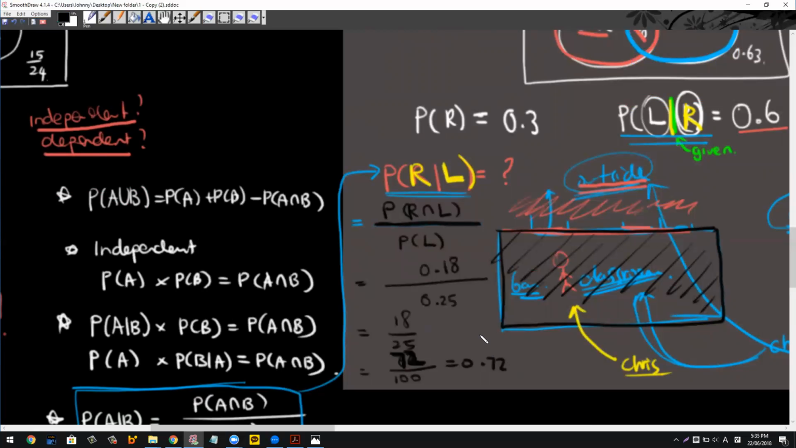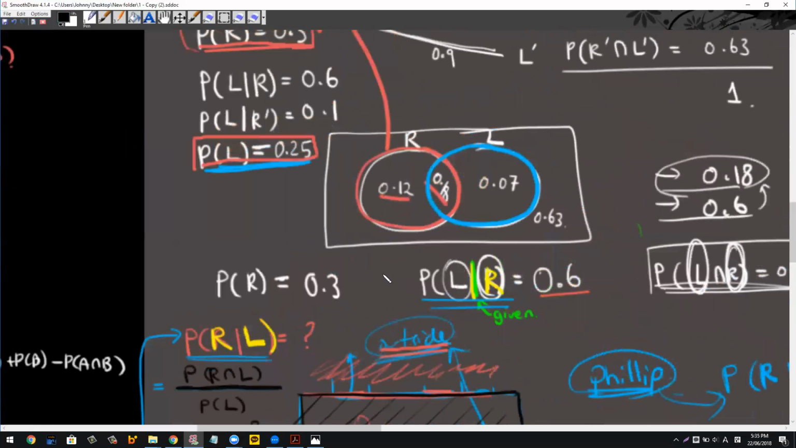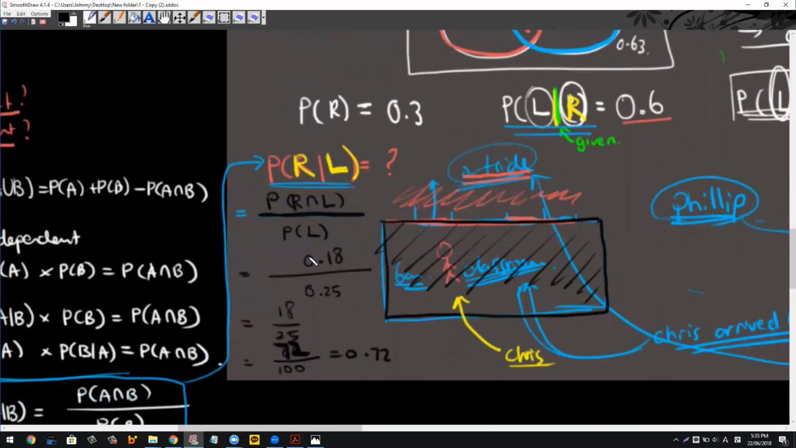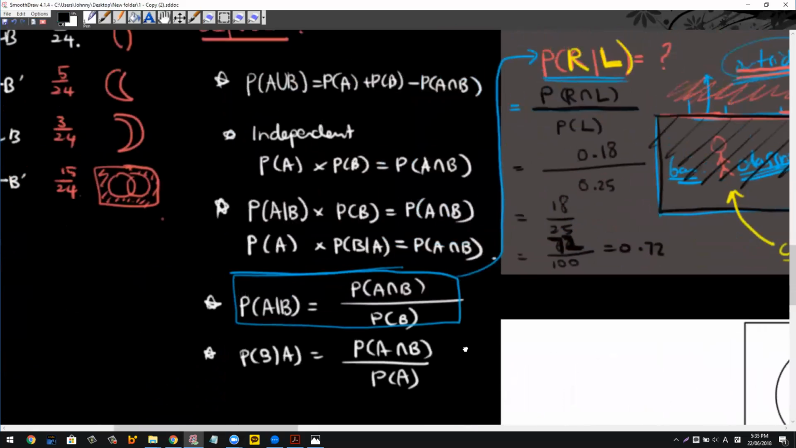So that's going to be the probability for this question right here. So there's a 72% chance that it's raining outside, provided that Chris has arrived late to school. Okay, so that's how you do it. So all these formulas are important. You just have to memorize them. So make sure you do them as soon as possible.